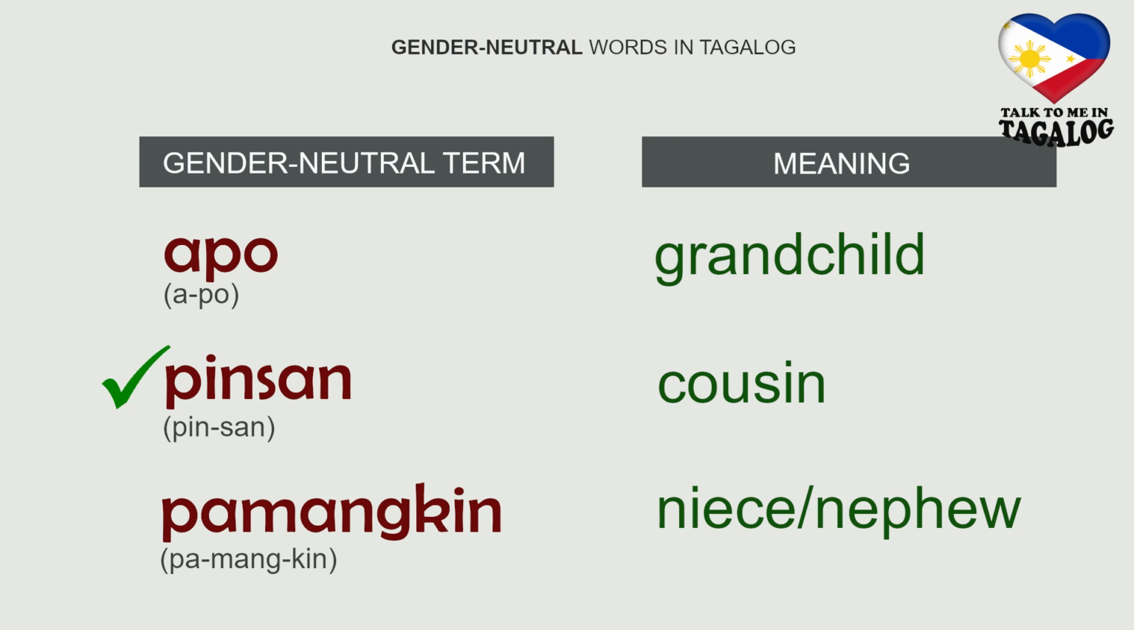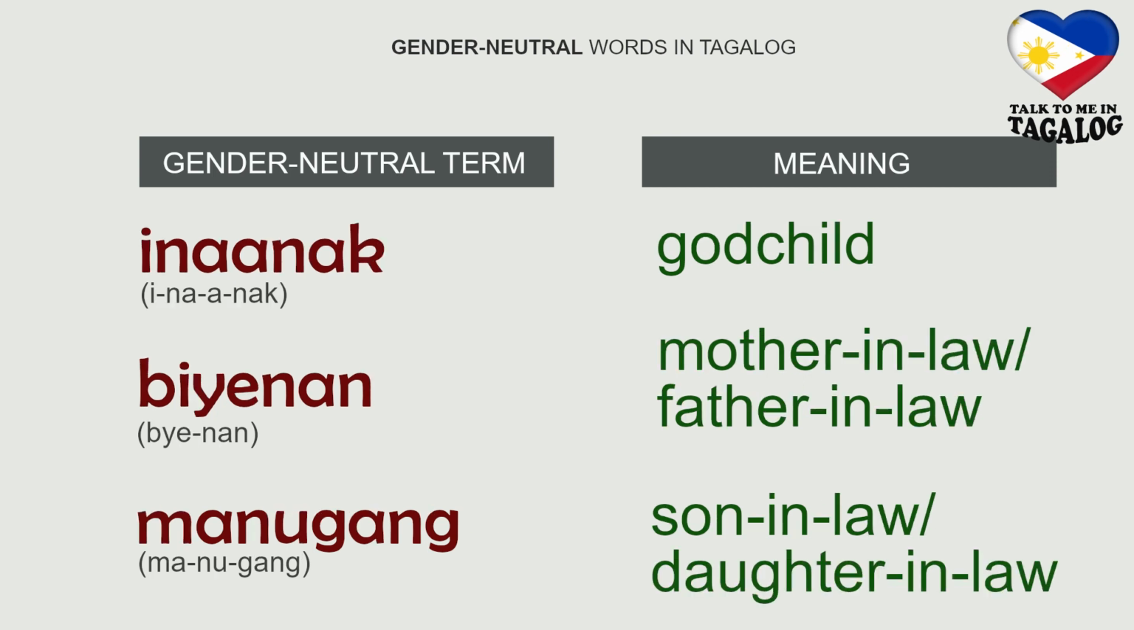Pinsan. Cousin. Pamangkin. Niece or nephew. Inaanak. Meaning godchild. Biyanan. Mother-in-law or father-in-law. Manugang. Son-in-law or daughter-in-law.